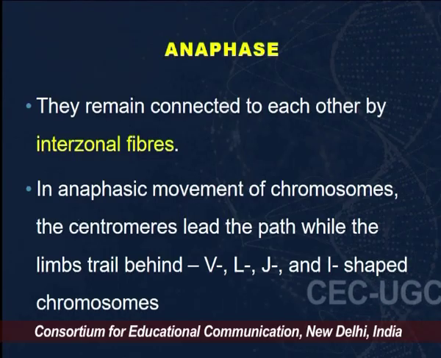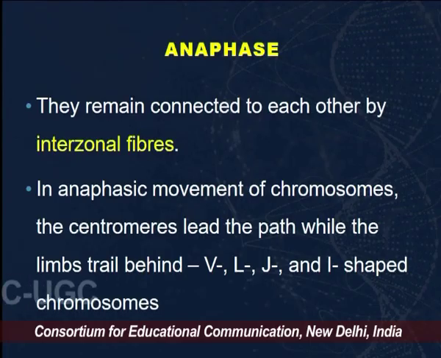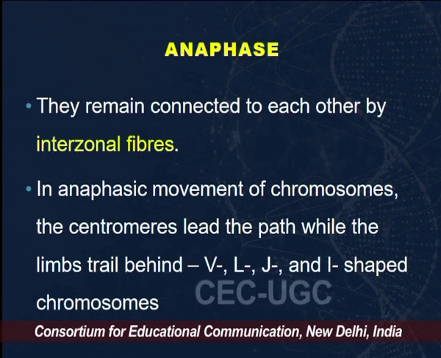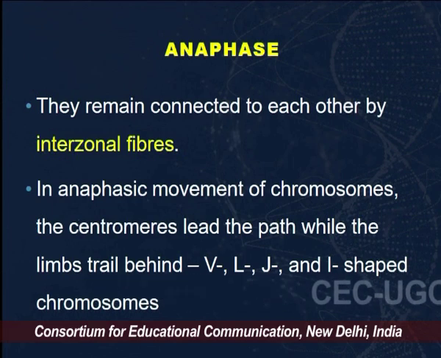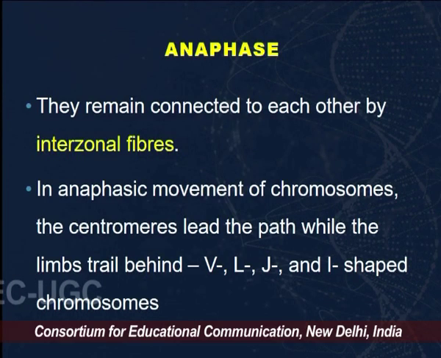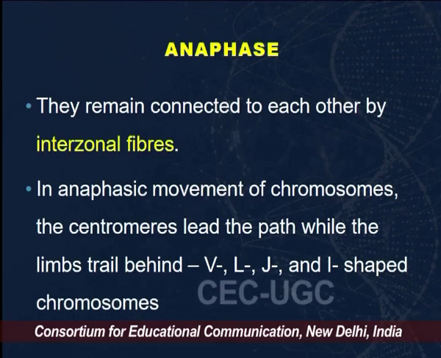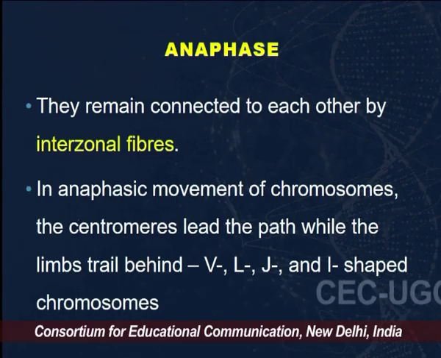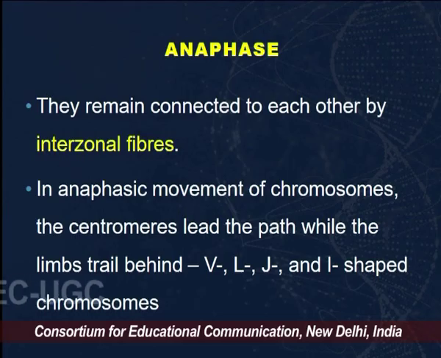And in the anaphasic movement of chromosomes, the centromere leads the path while the limbs trail behind, because the centromeres are the one part that are connected to the spindle fibers. So, these fibers are pushing the centromeres up and the chromosomal limbs are led behind or trailed behind. That is why different kinds of shapes can be seen for chromosomes, that is V shape, L shape, J shape, I shape, depending on the type of chromosomes.